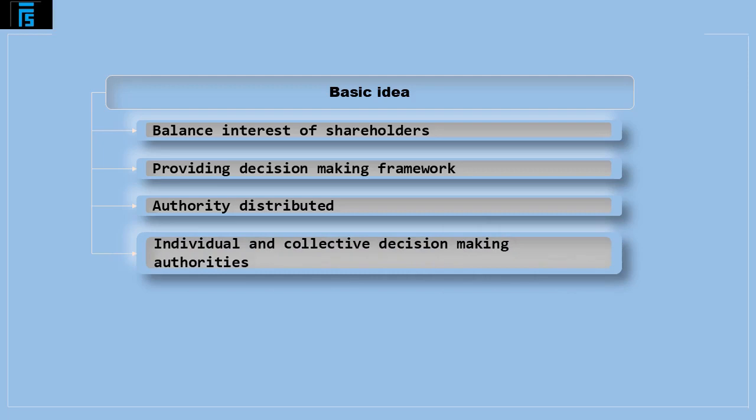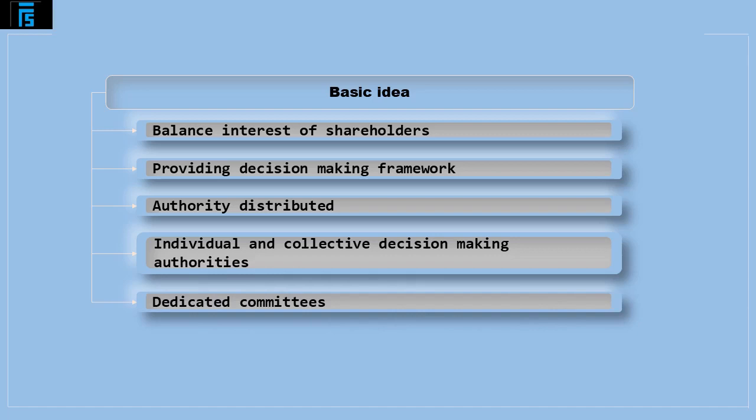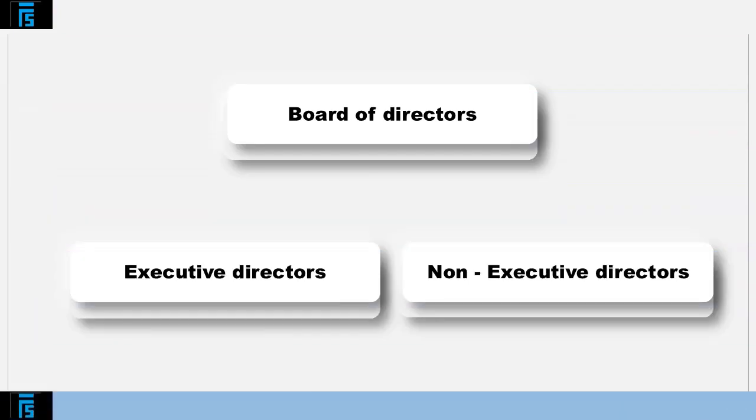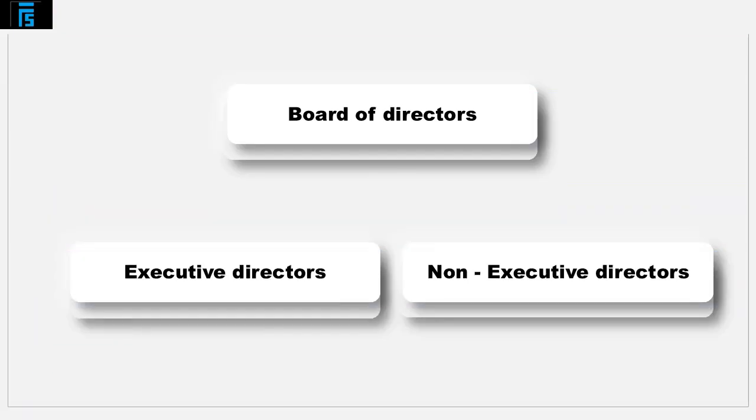In particular, certain types of decisions may be taken by individual executives or the full board of directors, while others require the consent of the general meeting of shareholders. What is more, certain decisions may be handed over to dedicated committees within the company. In some companies, the rules of corporate governance also require that certain key decisions are consulted with other stakeholder groups, for example, employees. Let's take a closer look at how a corporate governance framework may be set up in a business organization.